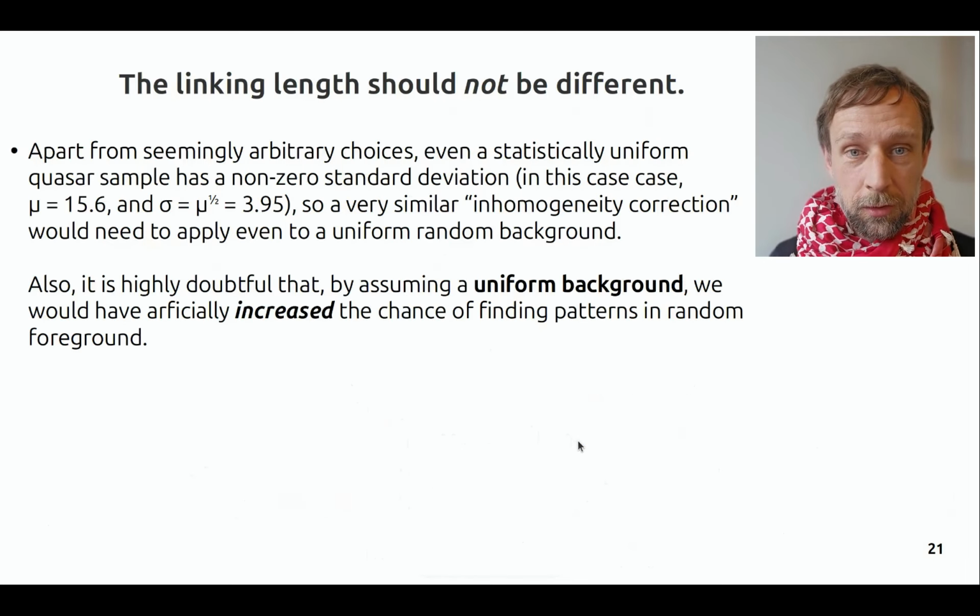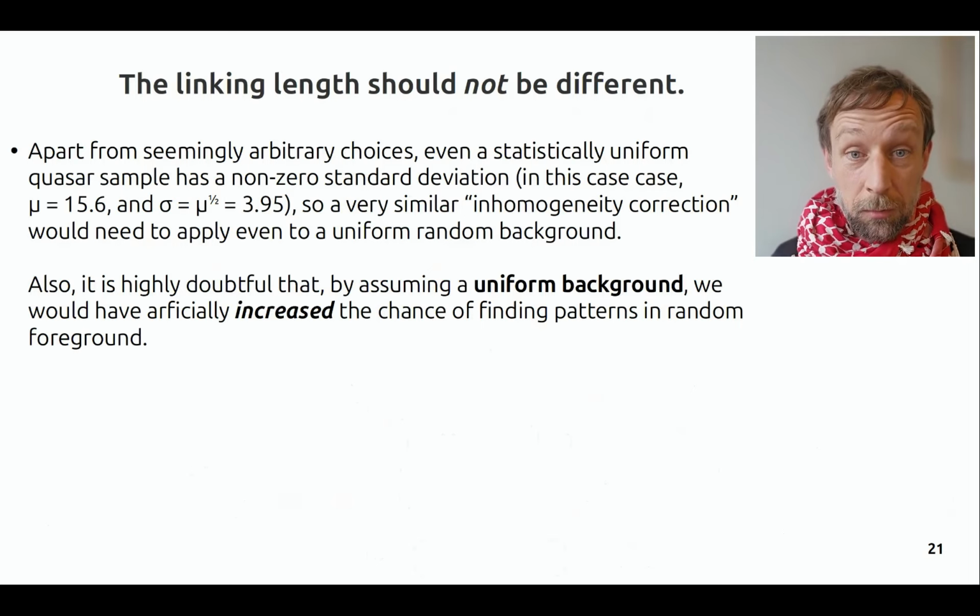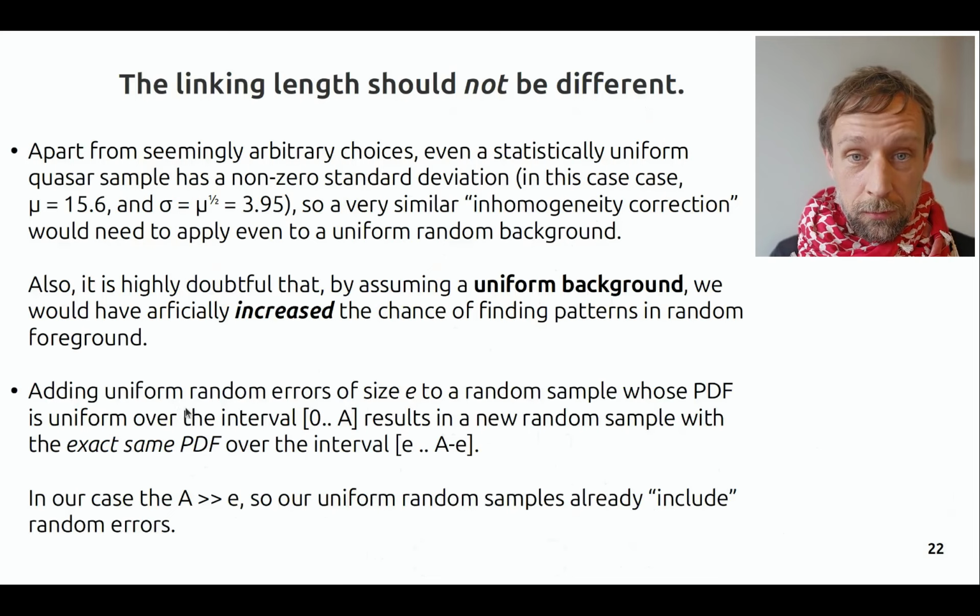Now the question is, should you use a different link length? And I would argue not. So I already mentioned that there were a few quite arbitrary choices getting to that longer linking length. But maybe more importantly, we had assumed a uniform quasar background, and they argue that we overestimated the abundance of such patterns. I would say that's not at all obvious, and I will also show in a minute that indeed it is not true. And also, when we consider uniform random samples, then adding small random errors to those does not actually change the PDF at all.